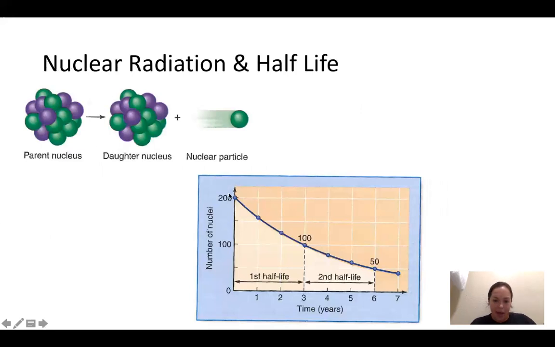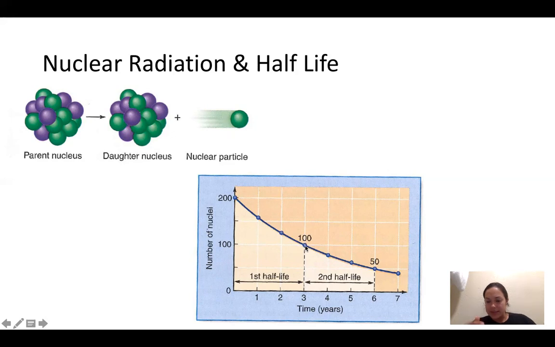So half-lives, okay? When we have the decay, we're giving off this nuclear particle. And the half-life, if we start off with 200 nuclei, is how long it takes to get to half that number. How long is it going to take to get to 100 nuclei that are radioactive, okay? And so on this particular graph, to get from 200 to 100, it took 3 years. So that's 1 half-life. And now we're here at 100.